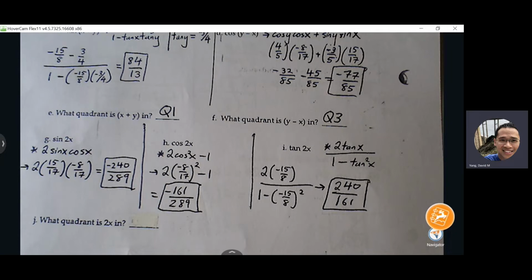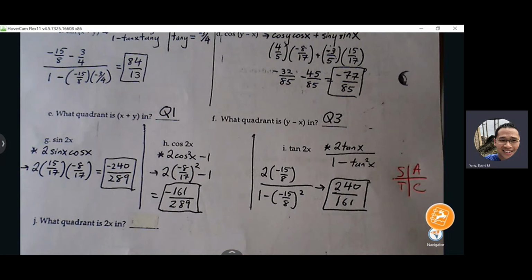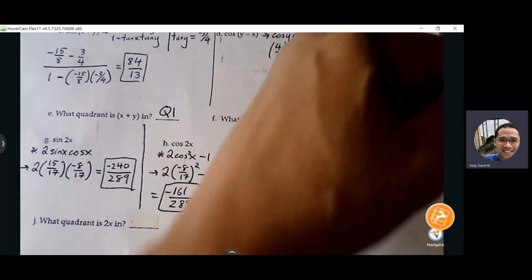So it says which quadrant is 2x in? Let's see, sine is negative, cosine is negative, tangent is positive. Which quadrant must that be? Sine negative, cosine negative, tangent positive, quadrant what? Everything else is negative, right?